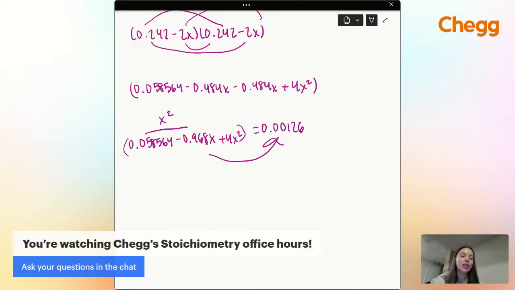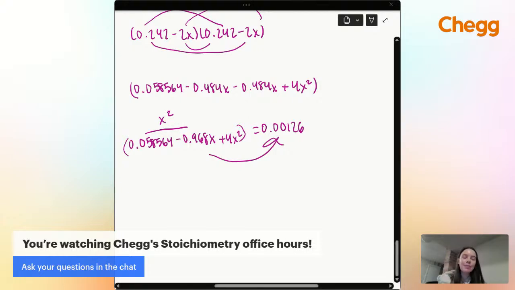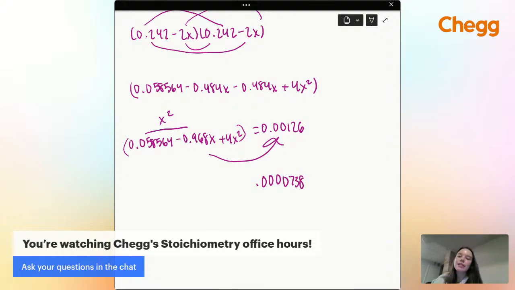It's a lot of algebra, lots of simplification. It's really easy to mess up these problems, but if you're careful and write it out step by step, I think you're going to be fine. So we do 0.00126 times 0.05085664. And that's going to be 7.00000738. And then we'll do the same for this one.